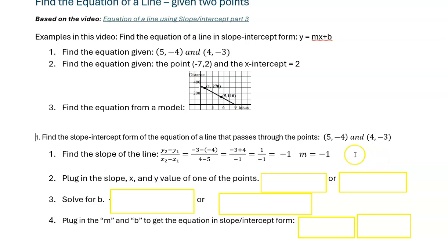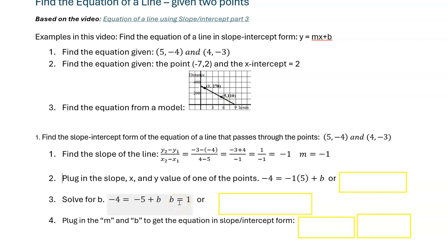So now I'm going to plug the slope, the x and the y value from one of these points into my y equals mx plus b equation. And when I do that, it looks like I use the first point. So -4 equals my -1 is my slope, and then my x is 5 plus b. And then I would come down here and I would solve it. -1 times 5 is -5. And if I add 5 to both sides, I get b equals 1.